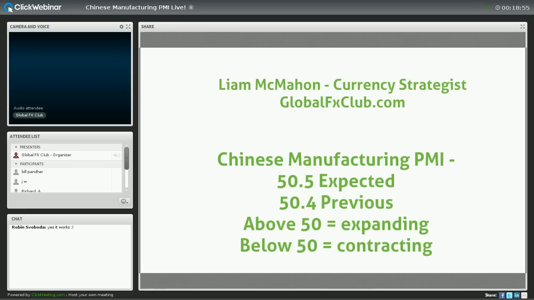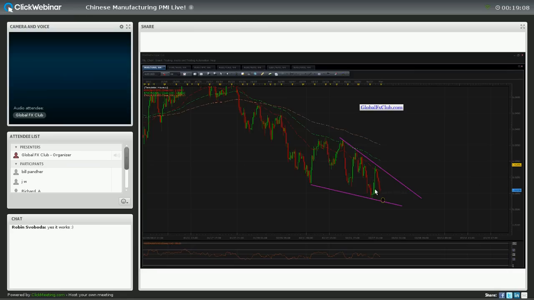$50.1. So if we click back, a little bit of a disappointment, but well within that range where I'm not expecting a particularly violent reaction longer term. Obviously, we got a bit of a sell-off here. We'll see if Aussie continues to sell off and for how long.